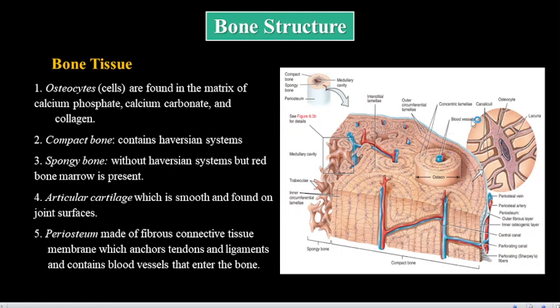So, kapag merong Haversian system, ang isang bone, that means it is vascularized. No, meron siyang Haversian system containing blood vessels that support or provide blood to the bone. Okay, so ang compact bone natin, meron siyang blood supply galing sa blood vessels inside the Haversian system.